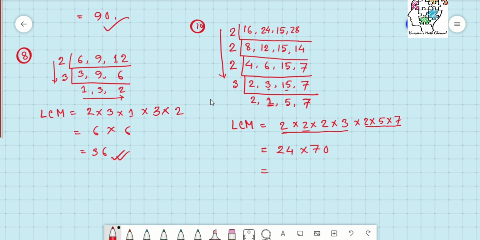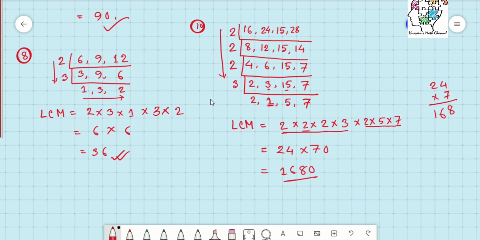So if we use multiplication for this, 7 4s are 28, 7 4s are 28, 8 in hand 2, 2 7s are 14 plus 2 is 16, 168, and there is an extra 0, so 1680 is the LCM for these 4 numbers, 16, 24, 15 and 28. These 4 numbers' LCM will be 1680.